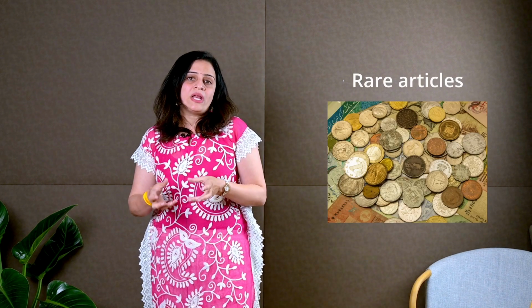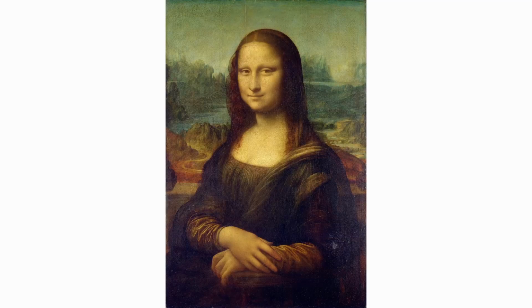The fourth one is rare articles. With rare articles, no matter what the price is, the quantity supplied cannot be increased. For example, the painting of Mona Lisa. If anyone is offering a way higher price, still he cannot make another painting. So that is the example of rare articles.